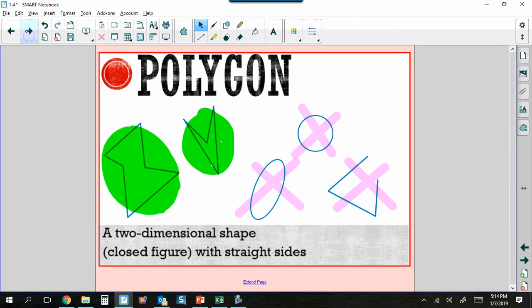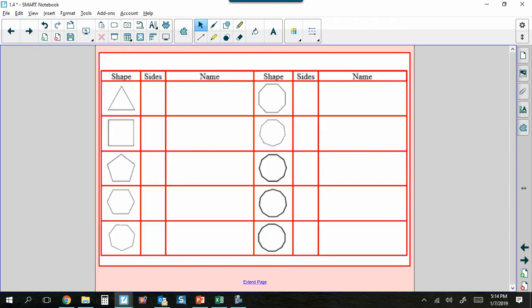Next we have a table, and if you'll notice, it's got 6 columns going across. We've got our shape, then it's asking how many sides that shape has, and then what is the name of that shape. We'd like you to pause the video, write in the number of sides each one of those shapes has, and then if you can, write in the name of that polygon.